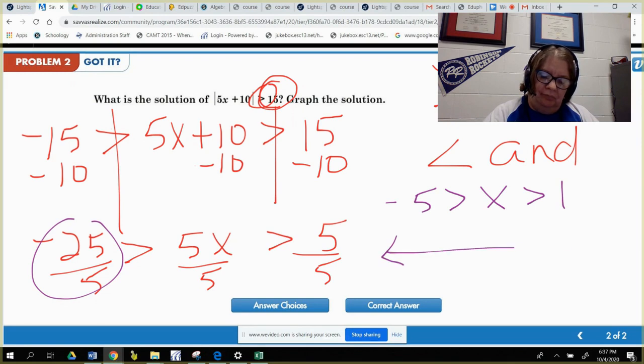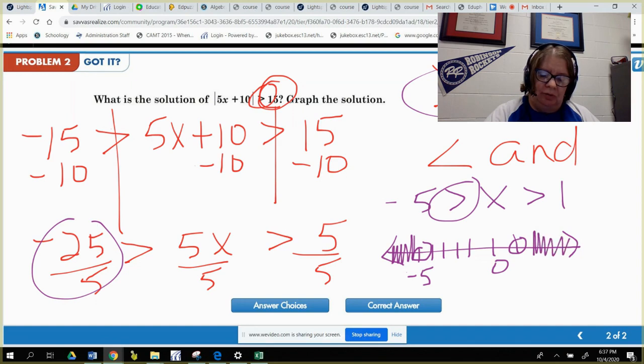Okay, here's my number line. If I'm not good with the signs and symbols, I know that we decided this was an OR problem. Here's my negative 5. It's an open circle because there's no line. Shade it this way. Here's my 1, open circle, there's no line. Shade it this way. Okay. If it's an OR problem, you're going to shade apart. If it's an AND problem, you're going to shade together.